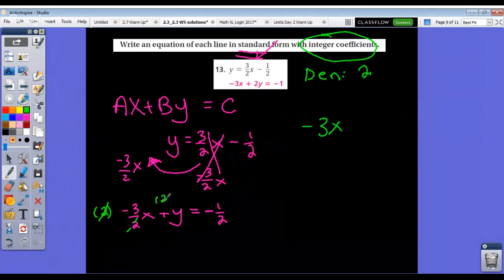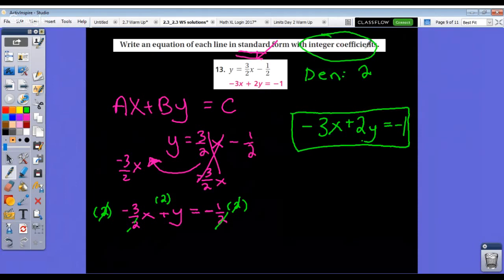But if I multiply one piece by 2, I have to multiply every piece by 2. So the positive y becomes 2y. Y equals negative 1/2 times 2. Again, the 2's are going to cancel, and I get negative 1. And I have now taken care of the integer coefficients. So standard form, x's and y's on the same side. Integer coefficients just means we get rid of our fractions, or decimals if we happen to have decimals.